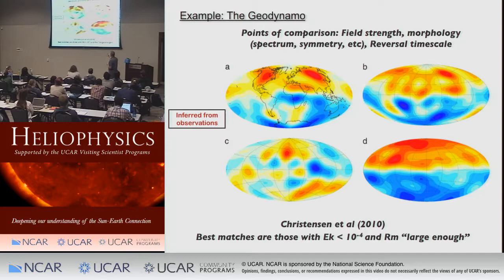Other ones don't. This has too small of a dipole. This has too big of a dipole. But Christensen et al. claim that the best matches are those with Ekman number less than 10 to the minus 4. So you've got to get the viscosity low enough, and the magnetic Reynolds number large enough. What is large enough depends on the Ekman number and the magnetic field strength. But if you have a low enough Ekman number and a high enough magnetic Reynolds number, you tend to be able to do pretty well.